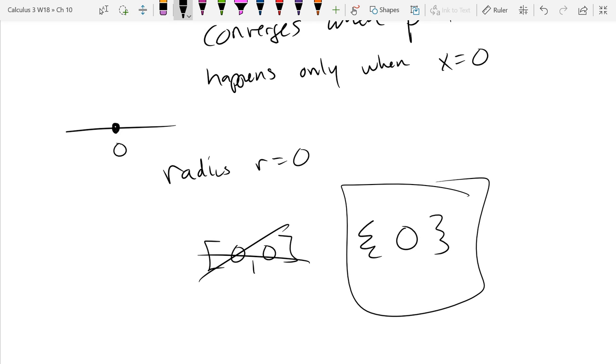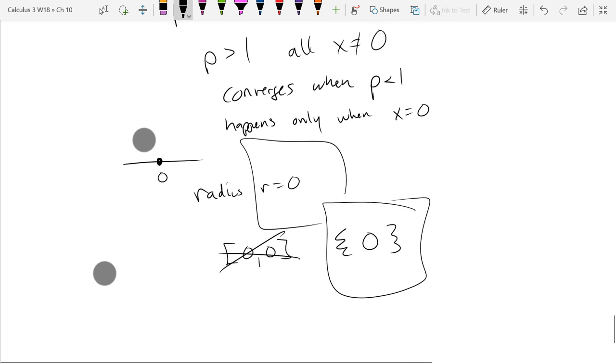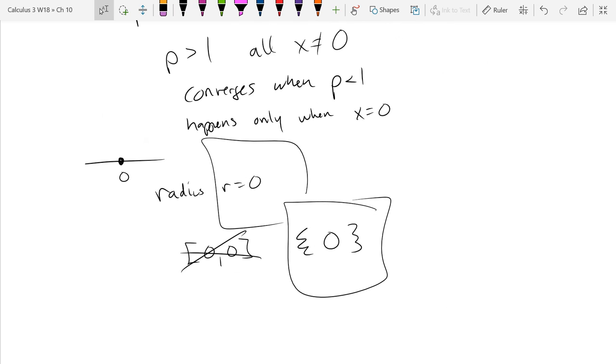So this is our interval of convergence. Our radius is 0. This is the other extreme, where your power series converges for almost no x values, just a single x value.